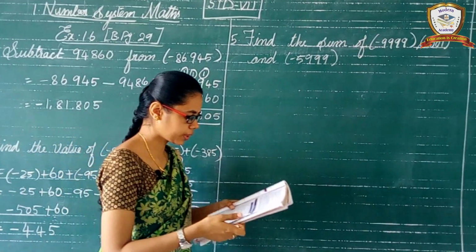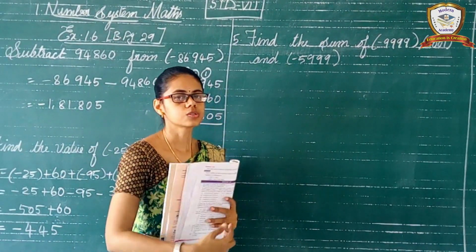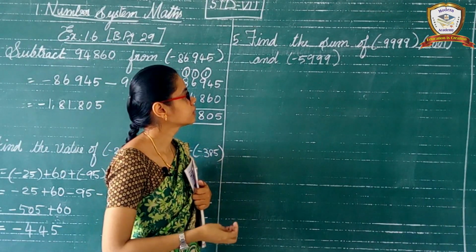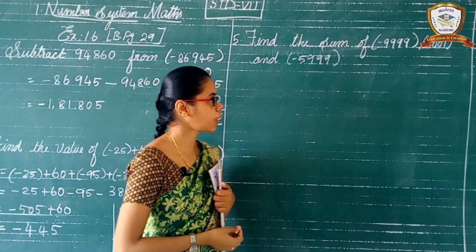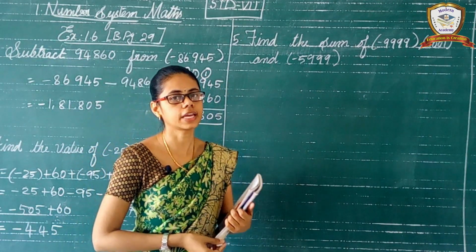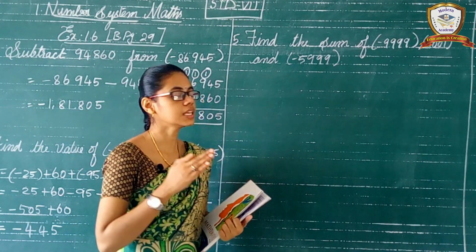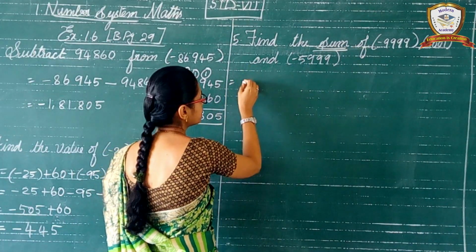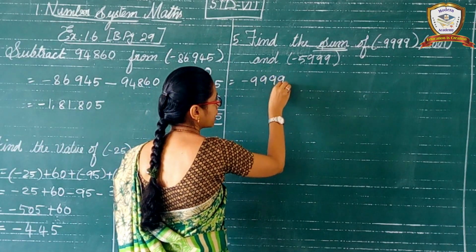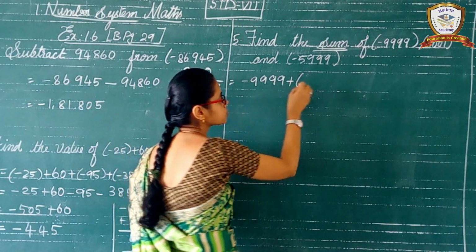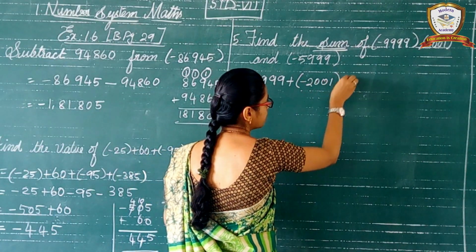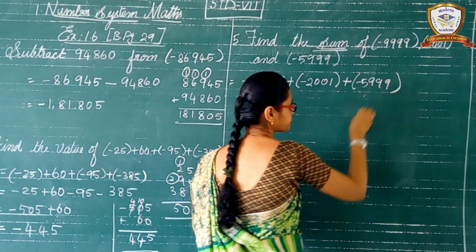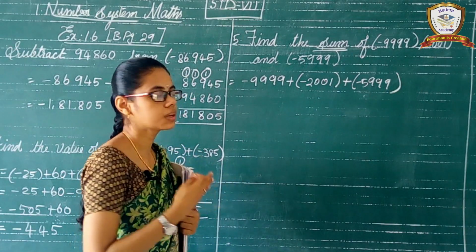Okay, next see the fifth one. Find the sum of 9,999, minus 2001 and minus 5,999. So what they are asking? Find the sum. So sum means you can add these numbers. So first we have to write here minus 9,999 plus, so we should use the bracket. So minus 2001 plus of minus 5,999.